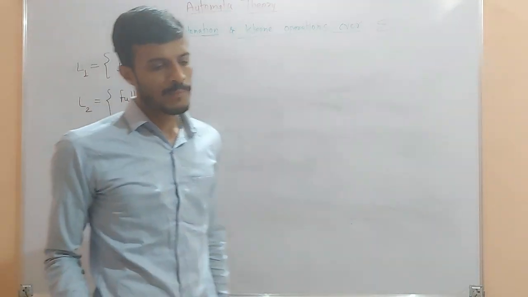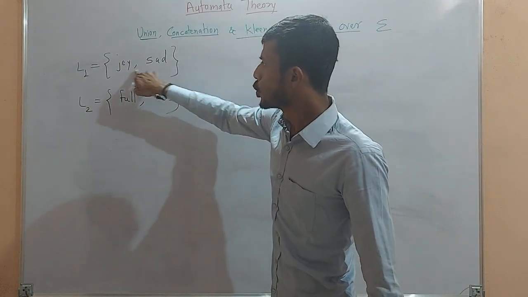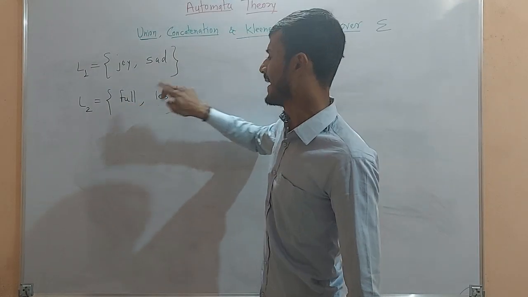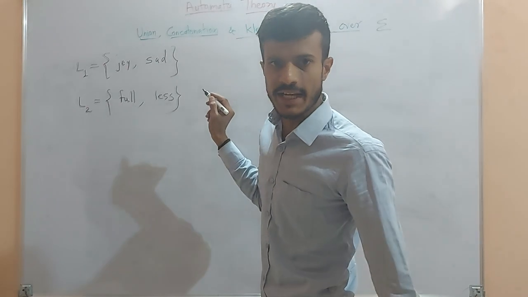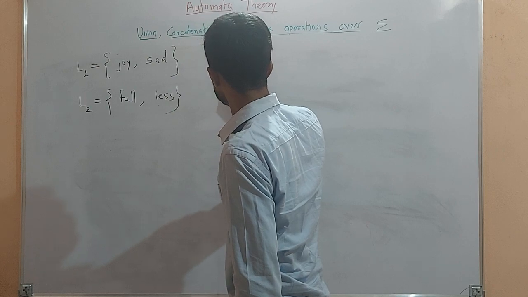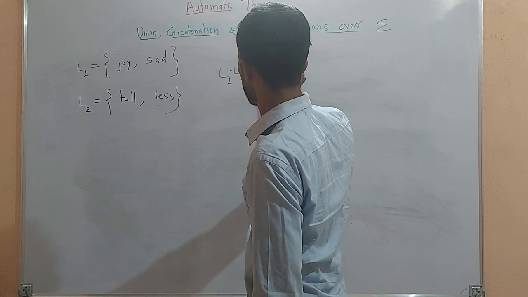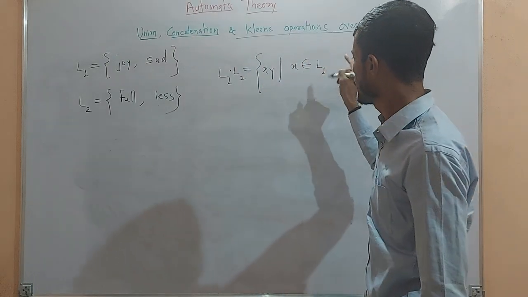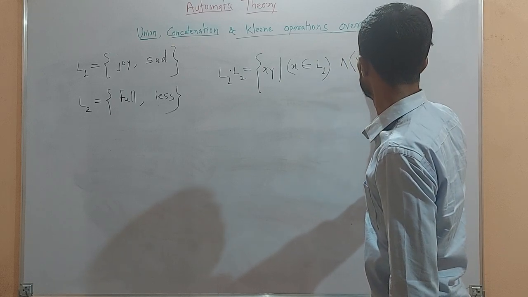Okay, so these are the two languages given to you, L1 and L2. L1 contains two strings, joy and sad. L2 again contains two strings, full and less. So we have to perform the concatenation operation here. So how to represent the concatenation operation? You can see here, L1 concatenate L2 will simply be xy, where x belongs to L1 and y belongs to L2.